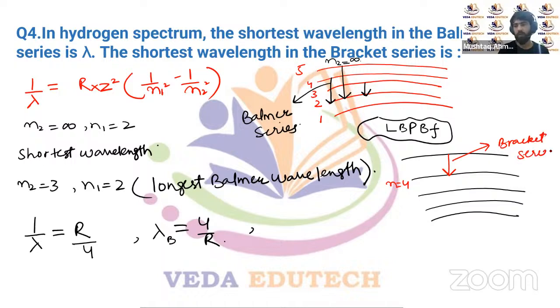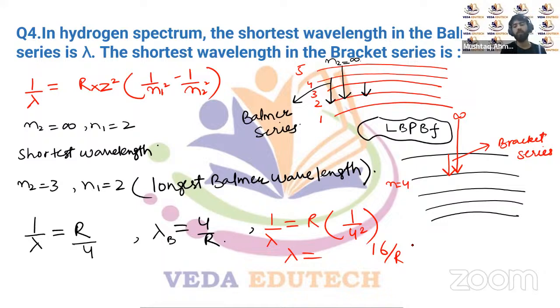For the shortest wavelength of the Brackett series, the transition takes place from infinity to n equal to 4, and the wavelength will be the shortest one. So once again, for the Brackett series, 1 upon lambda is R times 1 upon 4 squared, or lambda will be 16 upon R. That will be the shortest wavelength for the Brackett series.